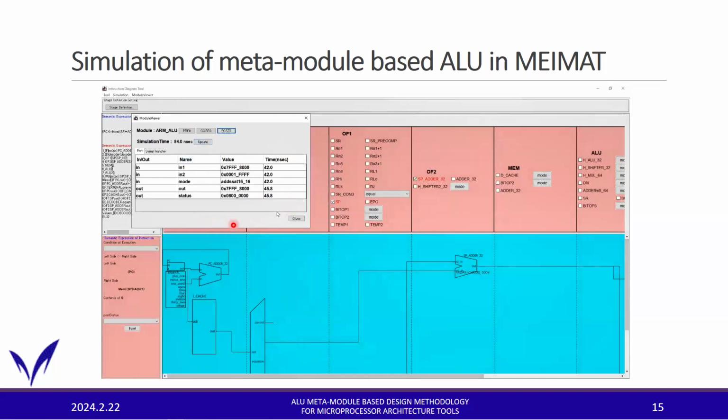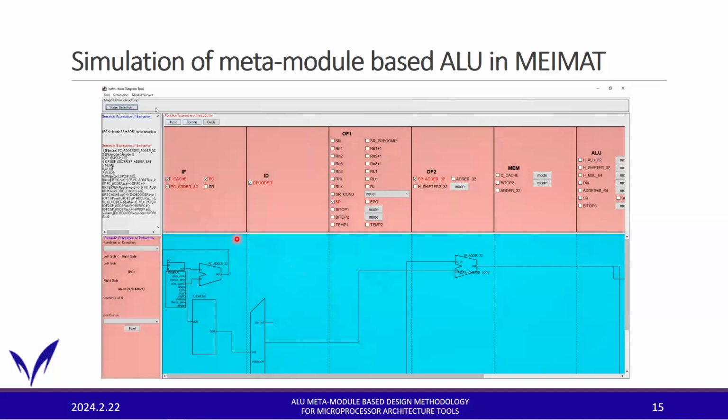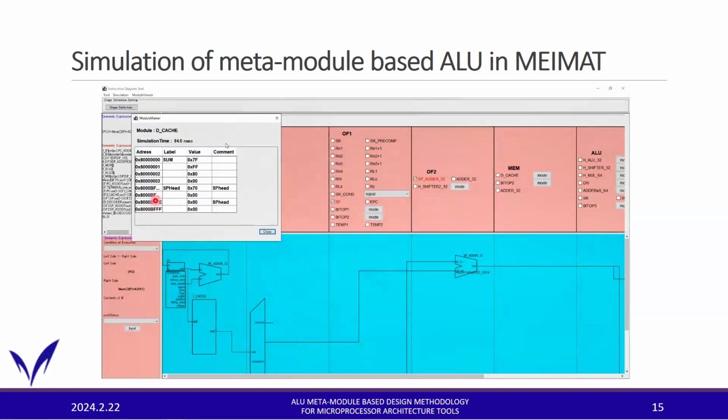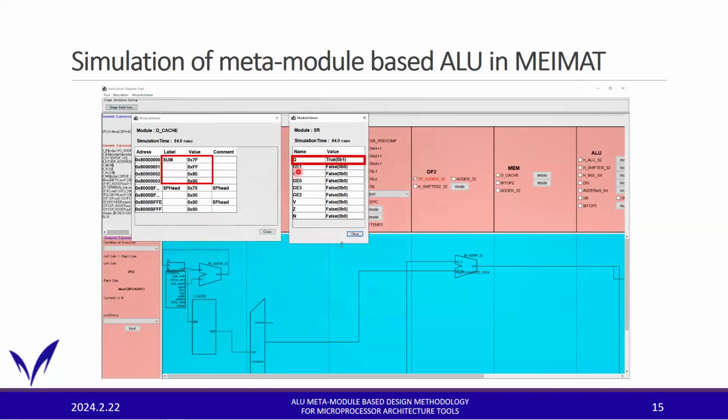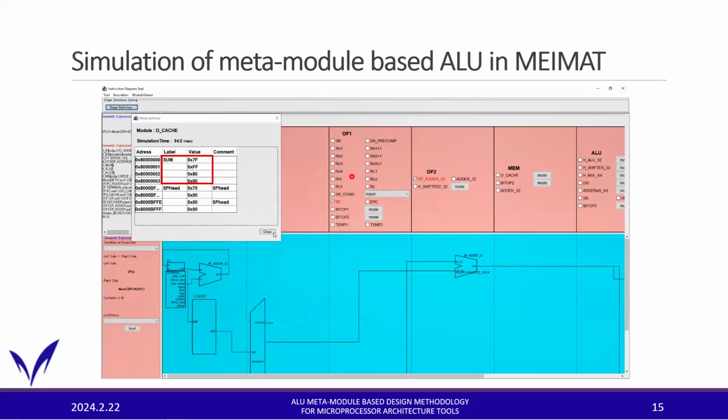After confirming the information of the ARM ALU, we will confirm the simulation result, which is loaded into the data cache and the status register. So here the sum data of the simulation program is stored here, which is 0x7FFF and 0x8000. The correct answer is shown here. Next, the other result is the Q flag, which is true, shown in the status register module view.